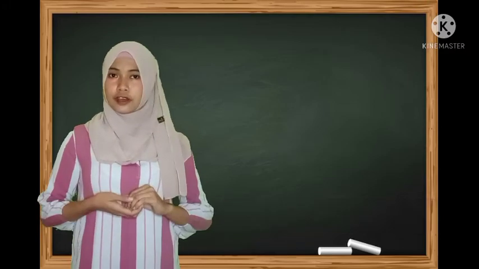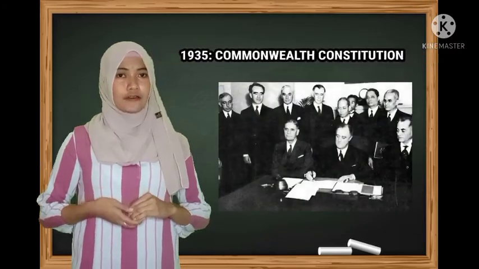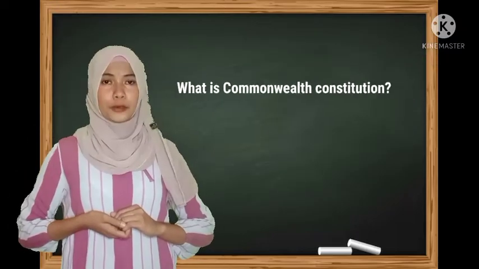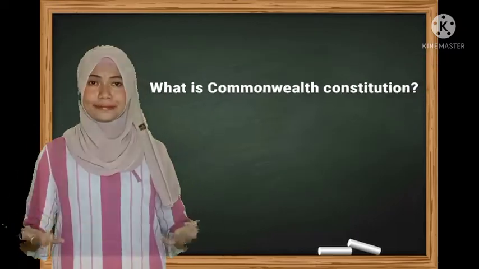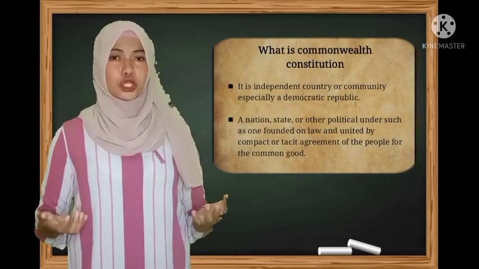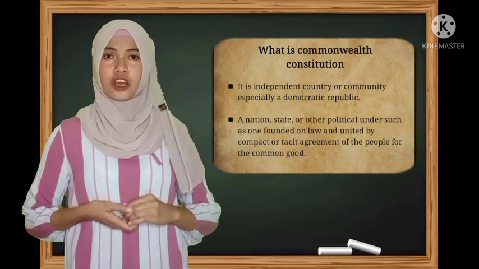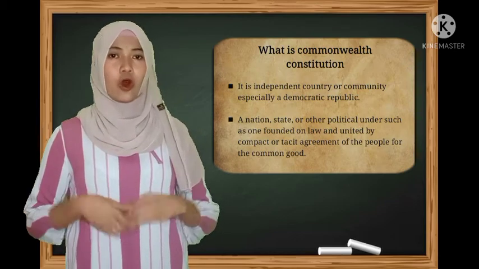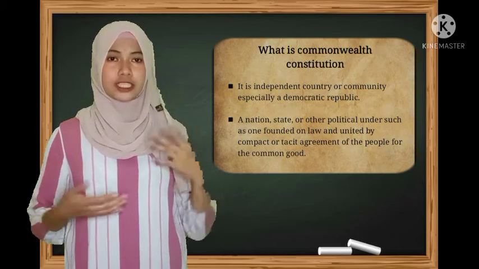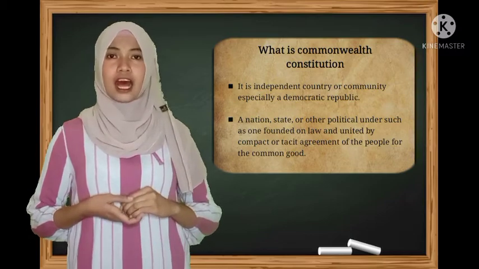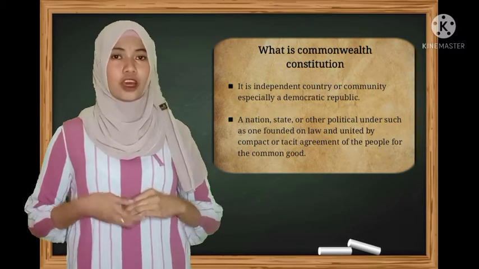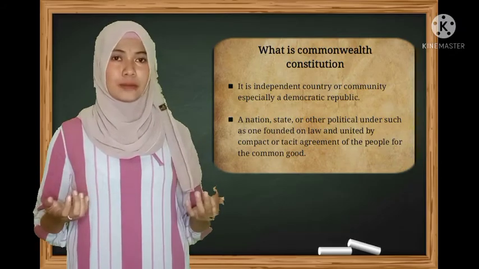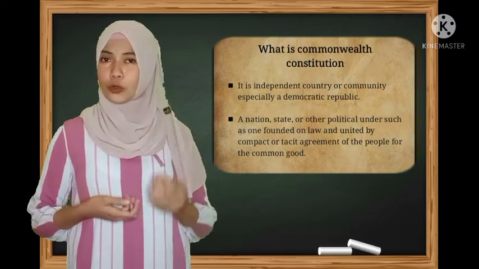Today, we will be talking about the 1935 Commonwealth Constitution. What is a Commonwealth Constitution? A Commonwealth is an independent country or community, especially a democratic republic. Also, it is a nation or state or other political unit, such as one founded on law and united by compact or tacit agreement of the people for the common good.